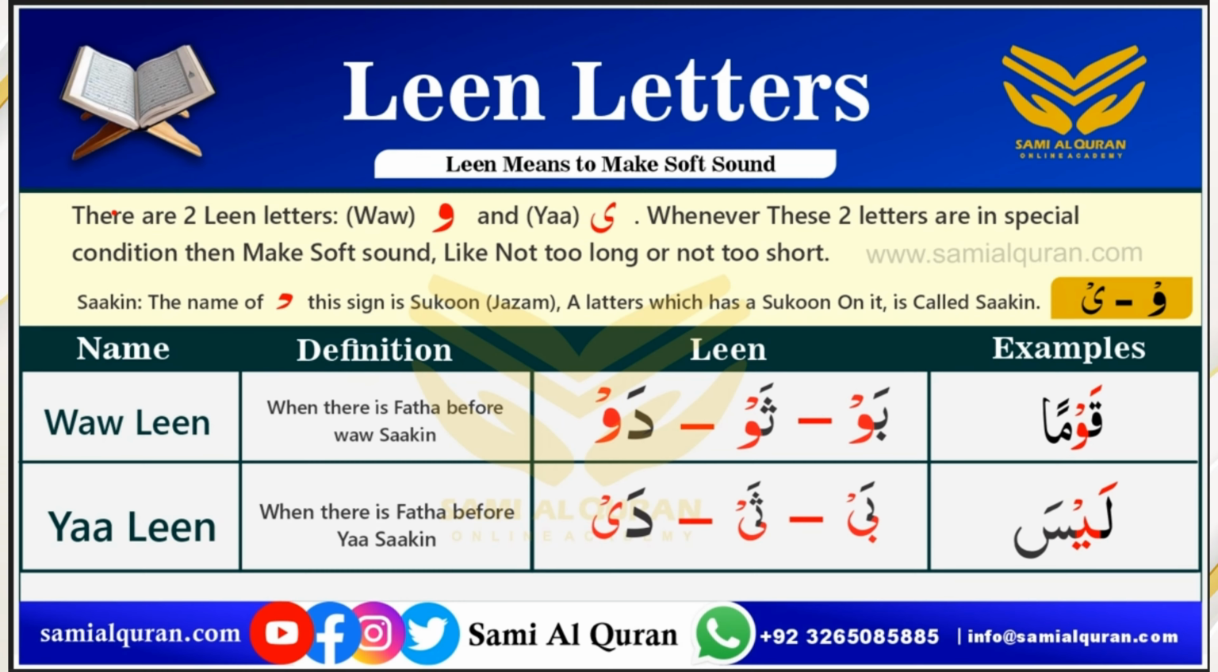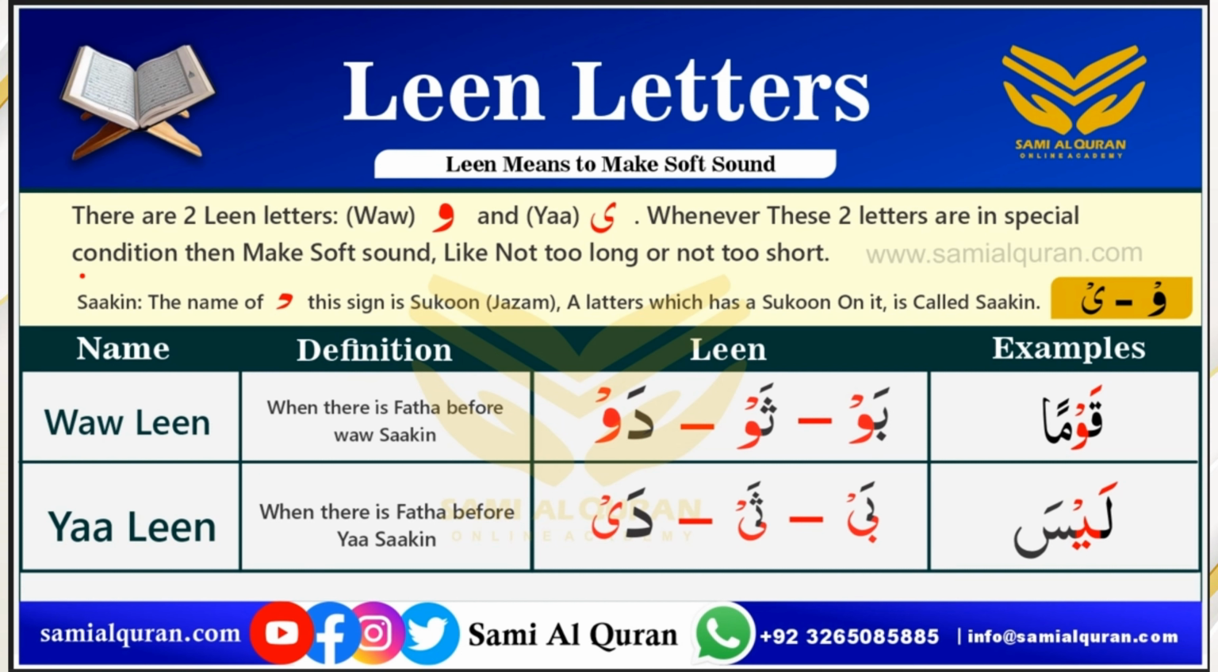So here you can see there are two Leen letters, Waw and Ya. So we have two Leen letters which are Waw and Ya. Whenever these two letters are in special condition, then make soft sound, like not too long or not too short. Just read with the soft sound.